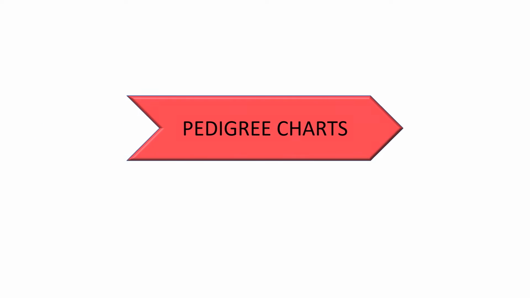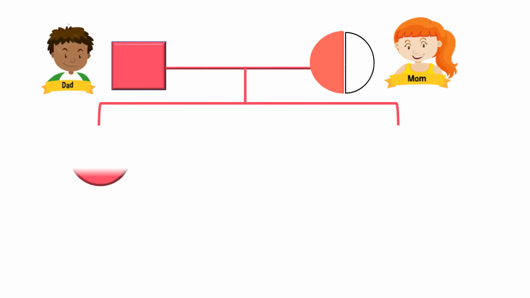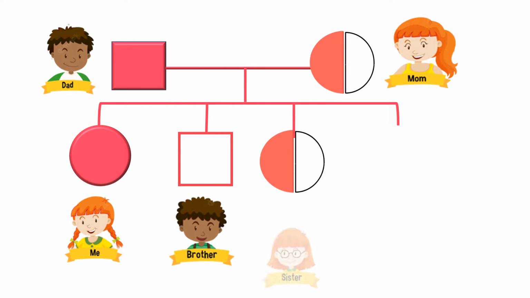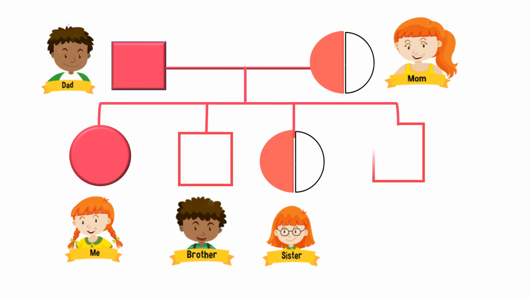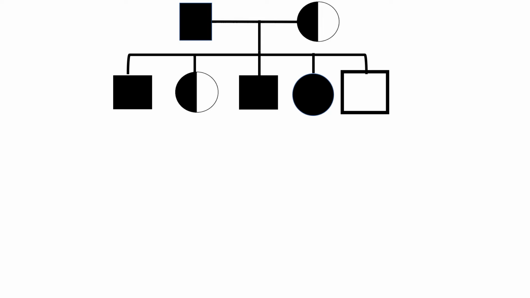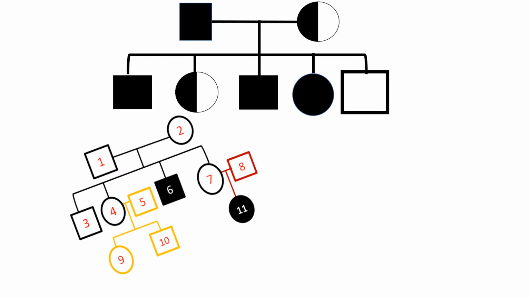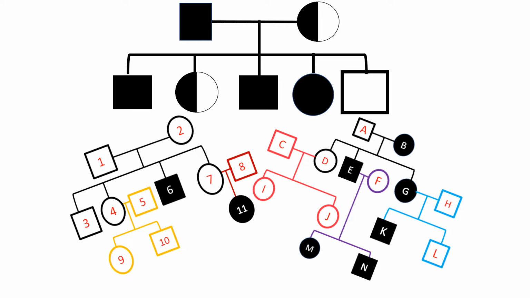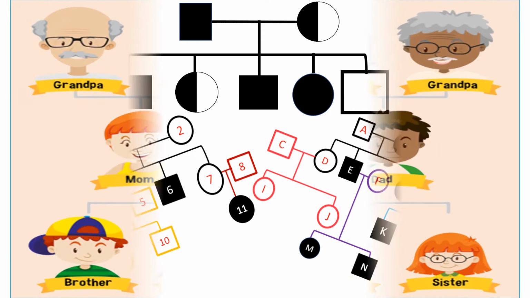Pedigree charts. Dad, Mom, me. Elder brother, sister, younger brother. A pedigree chart is a diagram that shows the occurrence and appearance of phenotypes due to a particular gene of an organism along generations, starting from the ancestors.